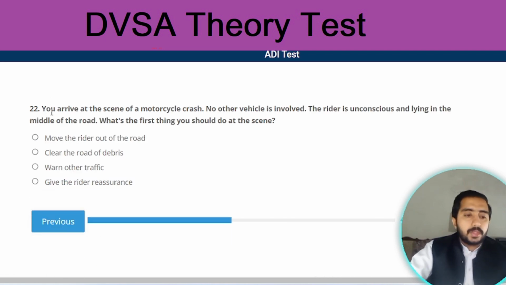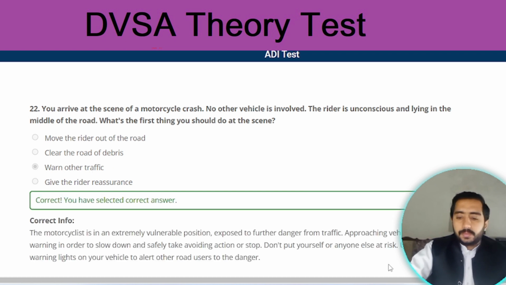Question number 22. You arrived at the scene of a motorcycle crash. No other vehicle is involved. The rider is unconscious and lying in the middle of the road. What's the first thing you should do at the scene? The first thing you need to do is warn other traffic. Option C is the correct one.